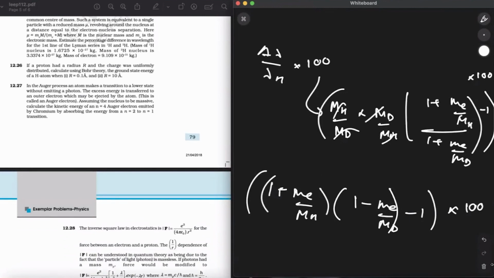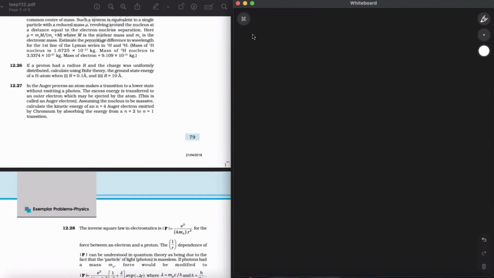Now moving on to question number 26. If a proton had a radius r and the charge was uniformly distributed, calculate using Bohr theory the ground state energy of H atom. Case 1 is radius equal to 0.1 angstrom, and case 2 is when radius is equal to 10 angstrom. So these are the two cases over here.